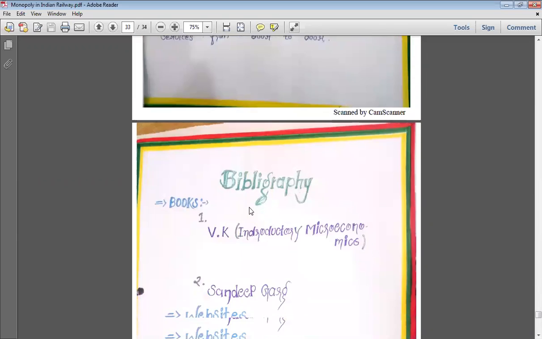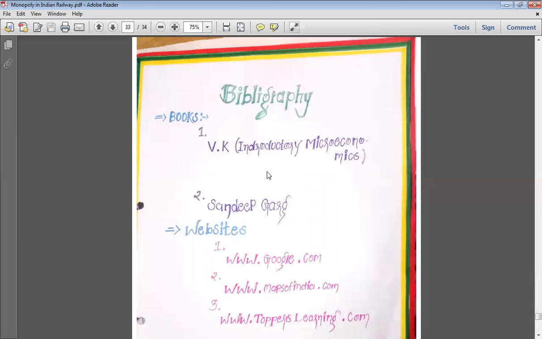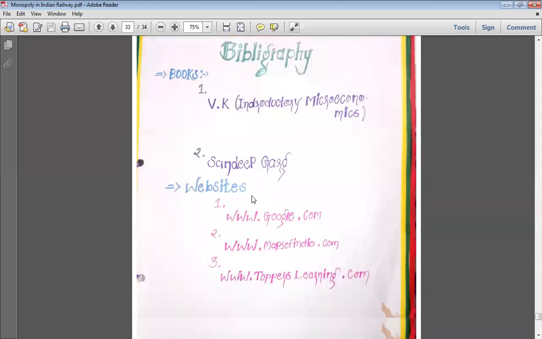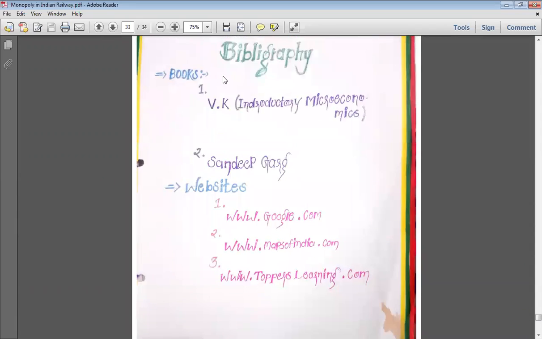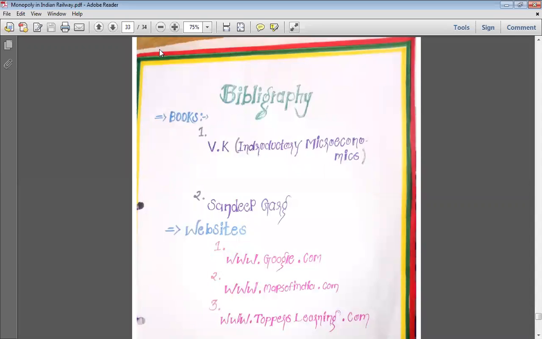Then this is the bibliography. So everything is from secondary data. She has taken some part from the microeconomics book and the Sandeep Garg book that we are using now, and she has collected from websites. So these are the sources I have told you about, right? Bibliography means these are all the sources from which a particular student collected all the details about this particular project, monopoly. Indian Railway. Okay. So, have you got some idea about your project? Yes, sir.